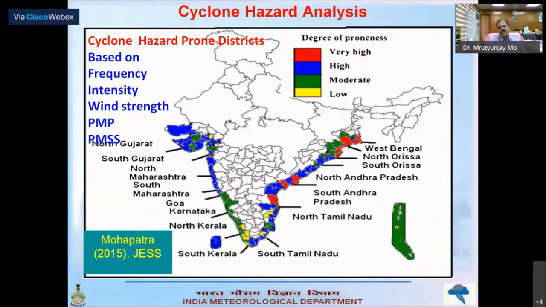So from this, you can find out that east coast is more prone for the tropical cyclones than the west coast. In the west coast, Gujarat is most prone, and the east coast, you will find that Andhra Pradesh, Odisha, West Bengal are more prone.